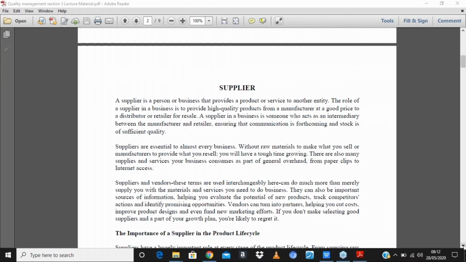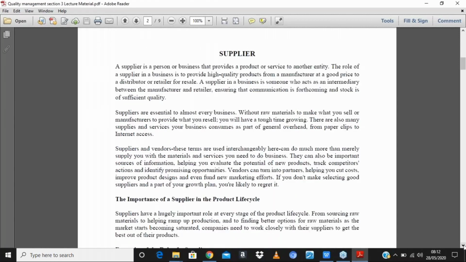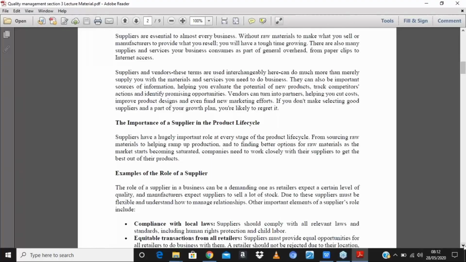Suppliers can do so much more than merely supply you with the materials and services you need for your businesses. They can also be important sources of information, helping you evaluate the potential of new products. They can help you track competitors and provide new customers. They can help in improving your product design when you have a good working relationship with them. These suppliers play a very important and huge role in what we call the PDC, that is the product.